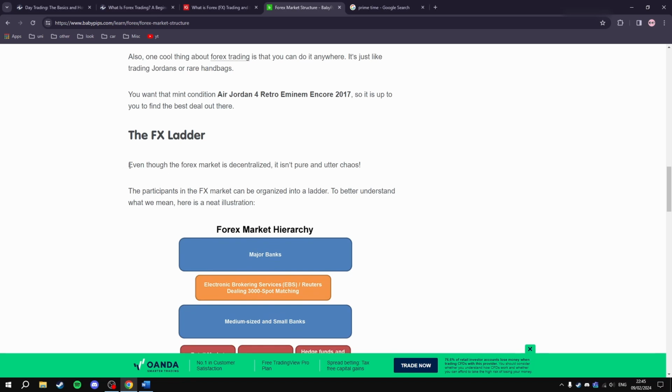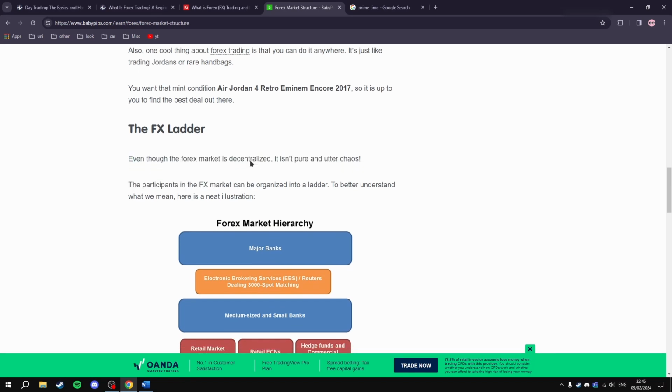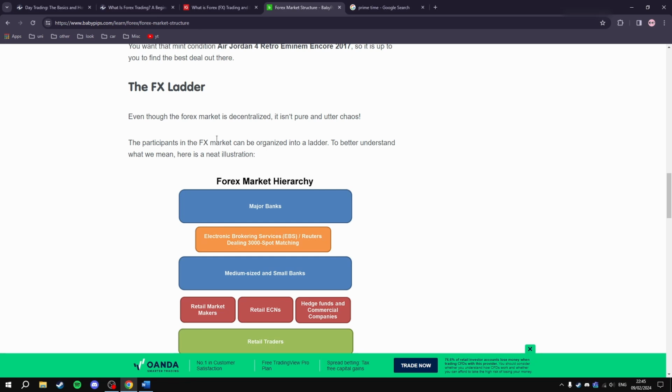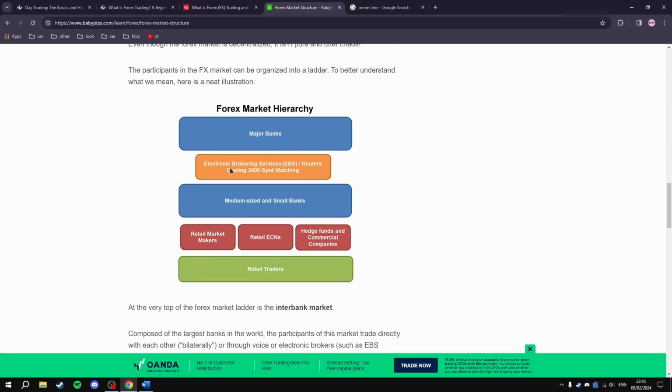The FX ladder. Even though the Forex market is decentralized, it isn't pure and utter chaos. The participants in the FX market can be organized into a ladder. To better understand what we mean, here's a neat illustration. The Forex market hierarchy: major banks at the top, electronic brokering services, Reuters Dealing 3000 spot matching, medium-sized and small banks, retail market makers, retail ECNs, hedge funds and commercial companies, retail traders.